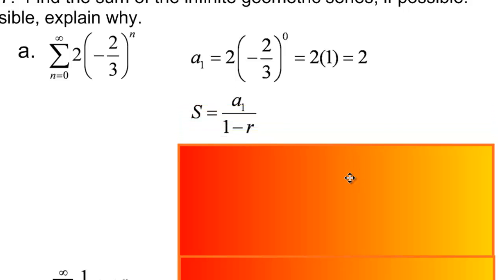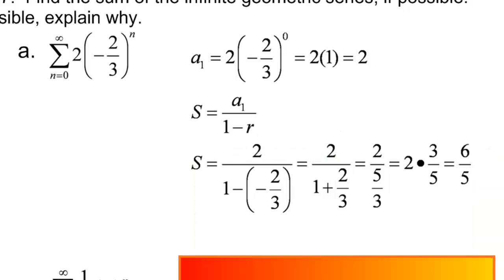You have to remember that the sum of the infinite geometric series is the formula we just derived, which is the first term over 1 minus r. And here's the work for that. My first term is 2 over 1 minus my common ratio of negative 2/3. 1 minus a negative 2/3 is a positive 2/3. 1 plus 2/3 gives me 5/3. When I evaluate the complex fraction, I take 2 times the reciprocal, which is 3/5, and that gives me 6/5. So the sum of this infinite geometric series is 6/5.